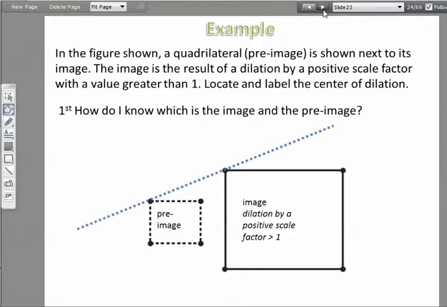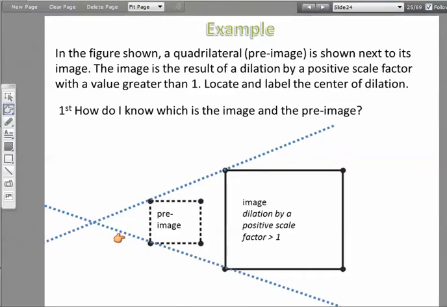Now, what you do when you're looking for the center of dilation is see how these are corresponding corners of this quadrilateral right here. So what I'm doing is I'm just putting a line through those corresponding points. Watch this. I'm going to take this line and I'm going to put it through these corresponding points. All right.